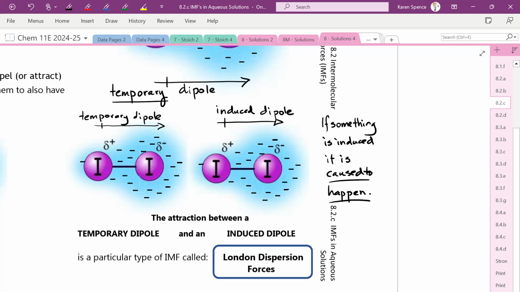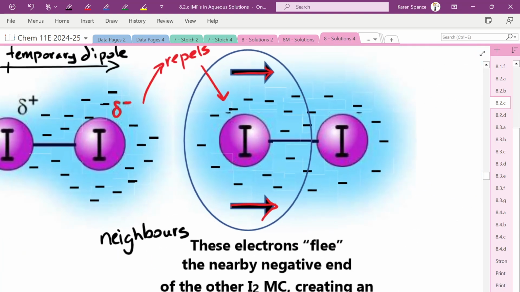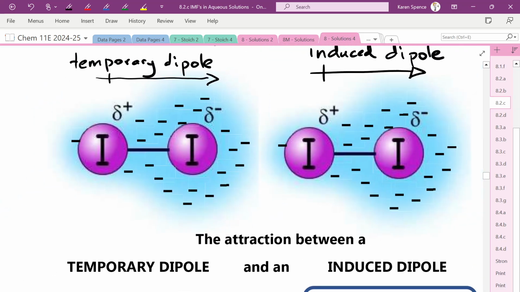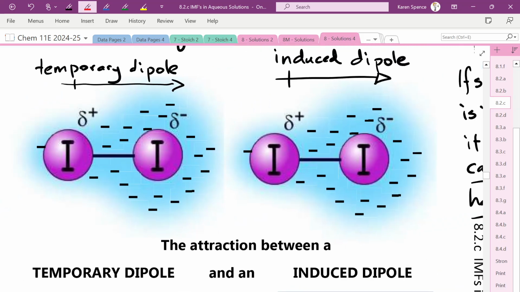The temporary dipole. The temporary dipole said, look at all my beautiful electrons. And then this said, I'm repelled. And so all these electrons then flee to the other side because of this temporary dipole. So the temporary dipole is inducing the movement of the charge to the other side. Because this end is slightly negative, the electrons move away from it, which leaves this end being slightly positive.